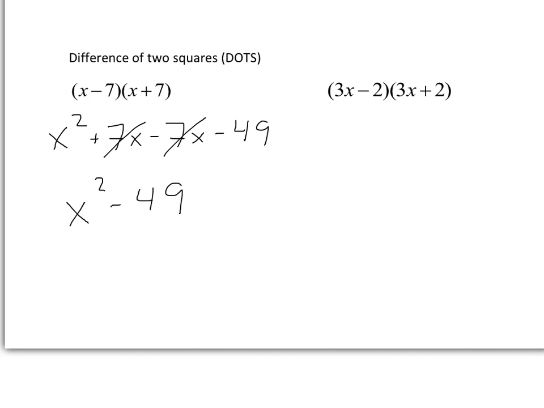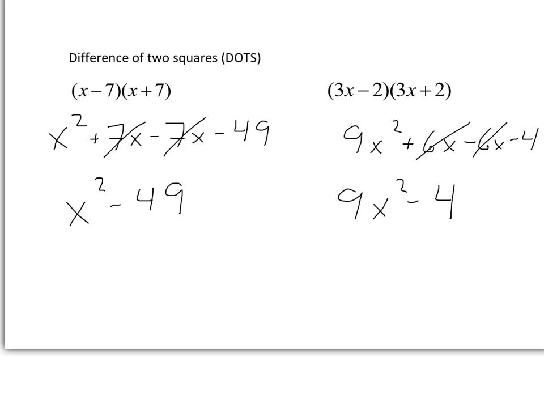Let's try another one. So 3x times 3x is 9x squared. Outside, 3x times 2 is plus 6x. Inside, minus 2 times 3x is minus 6x. And last, minus 4. These guys cancel out again. So I have 9x squared minus 4. And you see I could have gotten that right from the beginning by just squaring the 3x, squaring the 2, and then putting a minus sign in between them.